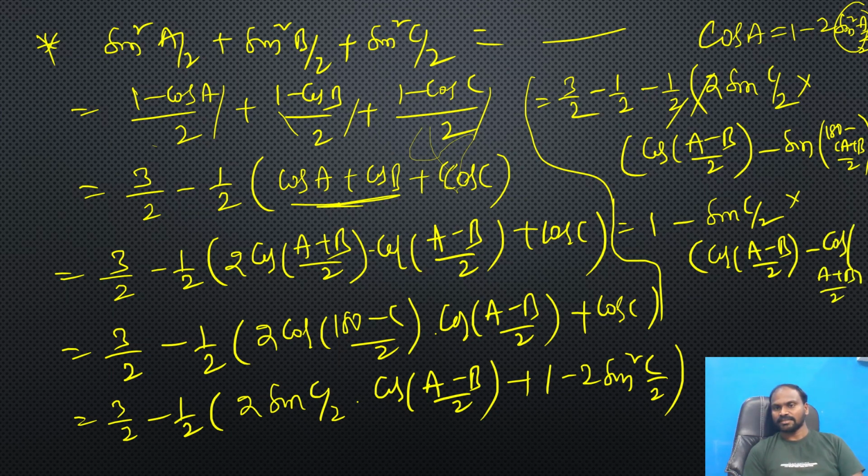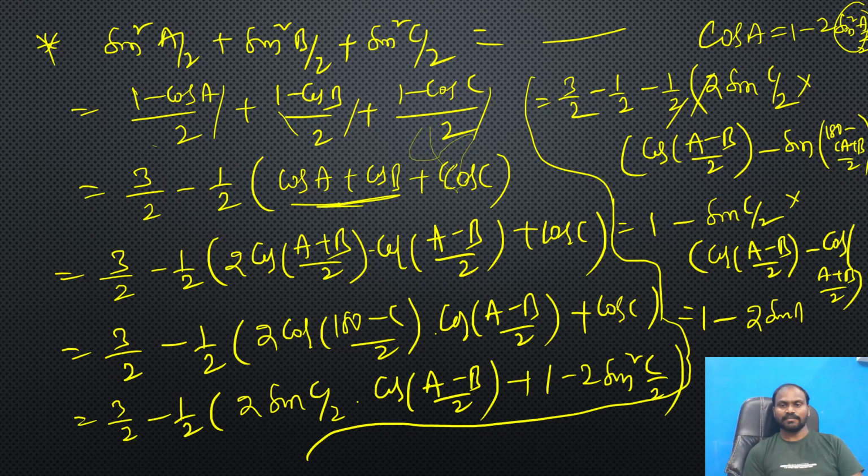So I don't know, my space is not sufficient. Hope you will adjust with that. So 1 minus, it's like cos of A minus B minus cos of A plus B, which is 2 sin A sin B. So it will be 2 sin A by 2 sin B by 2 sin C by 2. So this is how we can do it, right?